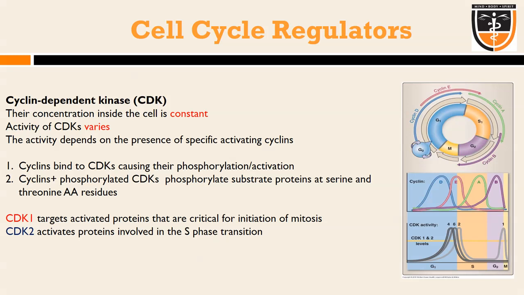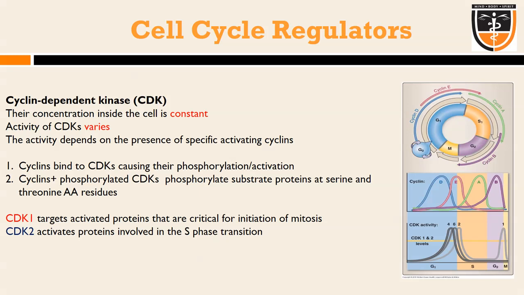What are the cyclin-dependent kinases? Cyclin-dependent kinases are the baseball bat behind cyclins. What does that mean? That means that cyclins achieve their effect through cyclin-dependent kinases, enzymes. The concentration of CDKs inside the cell is constant. It doesn't change, compared to cyclins, which do change. But the activity of the different CDKs will vary, and the activity depends on the presence of specific activating cyclins.